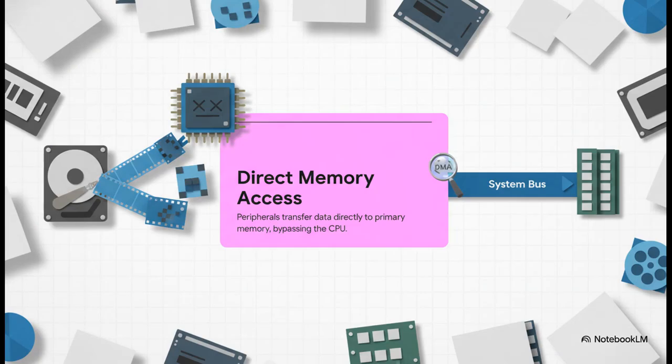Now imagine transferring giant video files right from your hard drive into your RAM. To keep the CPU from getting completely bogged down managing that heavy traffic, hardware engineers came up with Direct Memory Access, or DMA. DMA basically acts as a special controller that lets secondary storage write data directly into primary memory via the system buses, totally bypassing the CPU and keeping your system snappy and responsive.